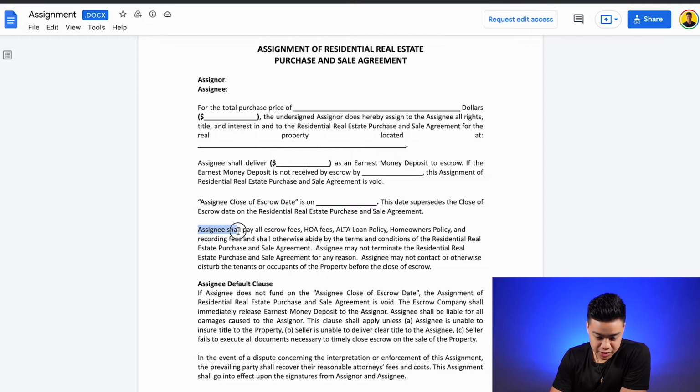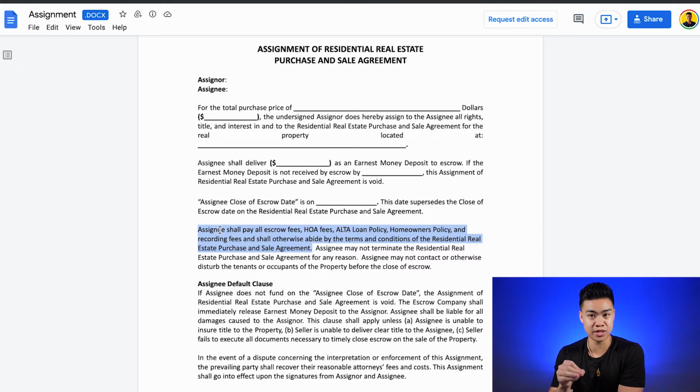So next thing that we're going to look at, I'll read this all for you just so you can understand. The assignee shall pay all escrow fees, HOA fees, loan policies, homeowner policies, and recording fees, and shall otherwise abide by the terms and conditions of the residential real estate purchase and sale agreement. So the first thing that's listed here is saying that the assignee, or the end buyer, shall pay all the escrow fees, all the extra fees that were agreed upon in the original purchase agreement. So anything that was originally agreed upon in the first purchase agreement, that's what the assignee or the end buyer is taking over.